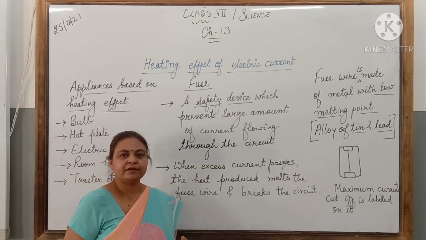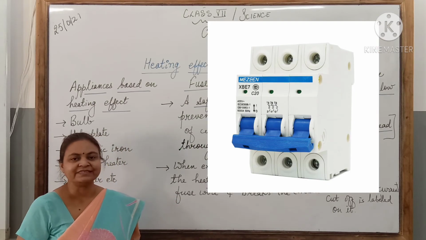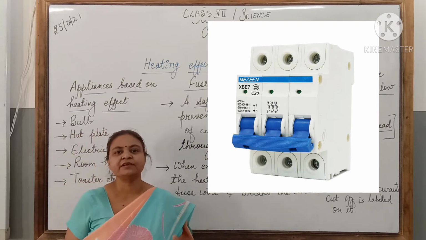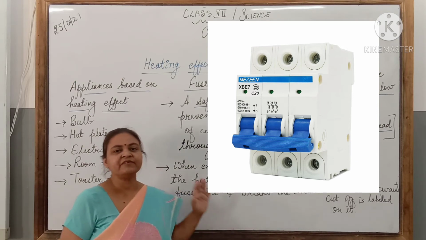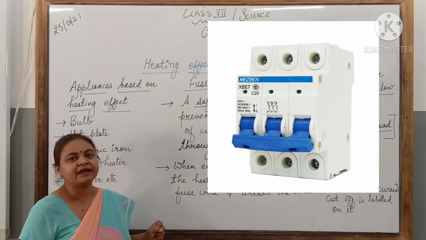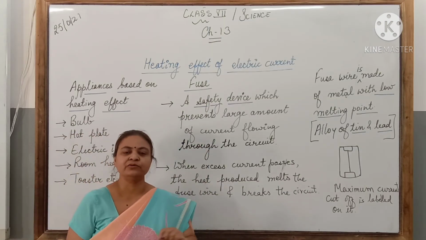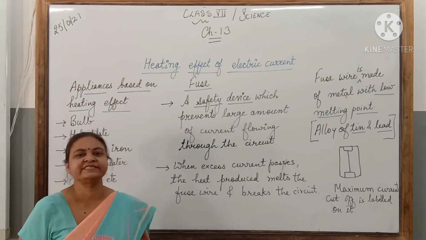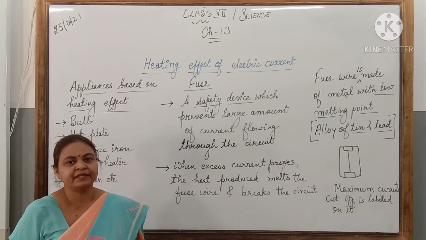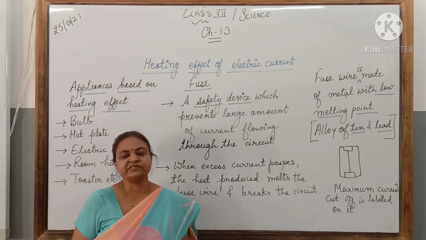Nowadays another device is used in place of fuse, that is called miniature circuit breaker or MCB. The main disadvantage of the fuse is that every time the wire breaks, you have to get it repaired, you have to replace the wire. Until then, there is no electricity in the house. To avoid this, MCB is used.